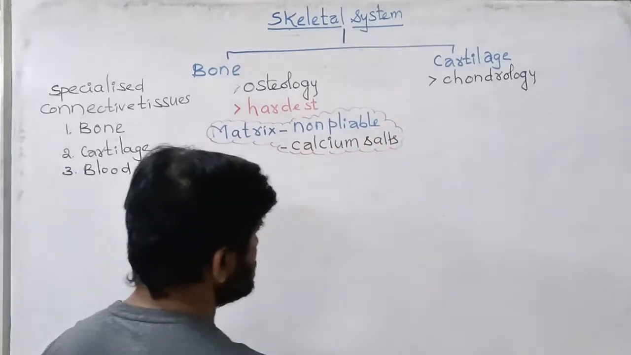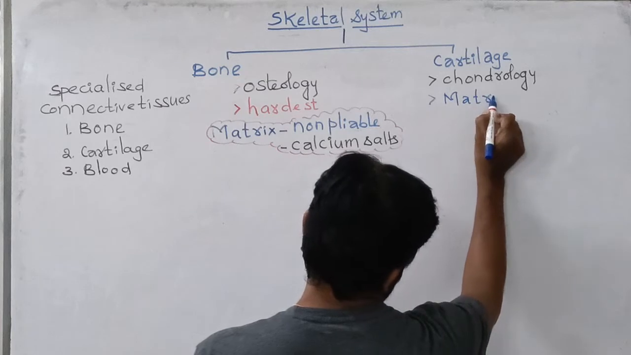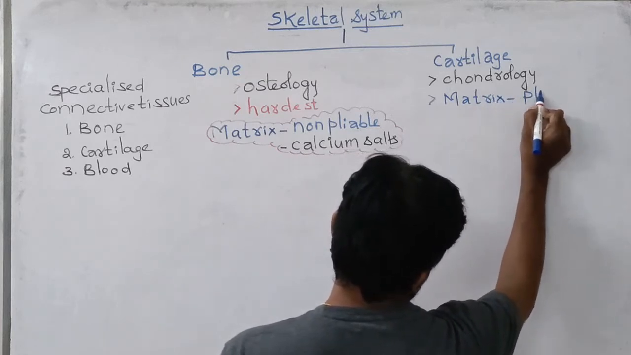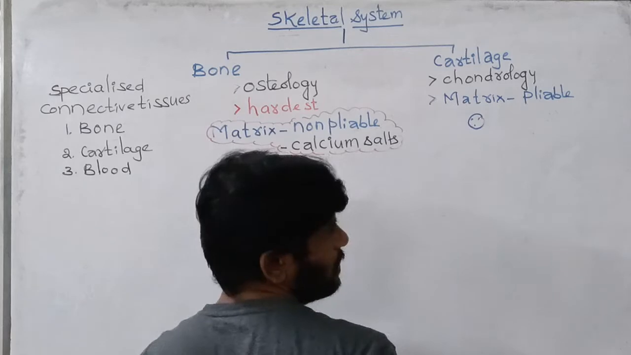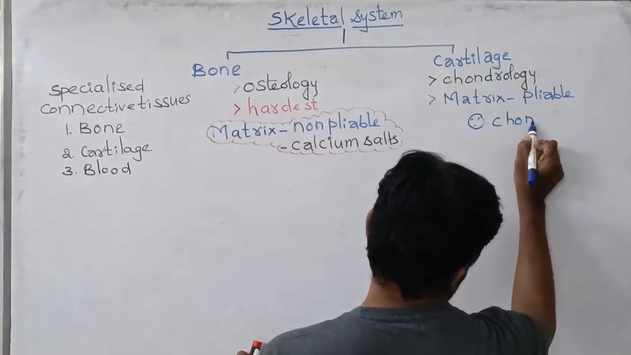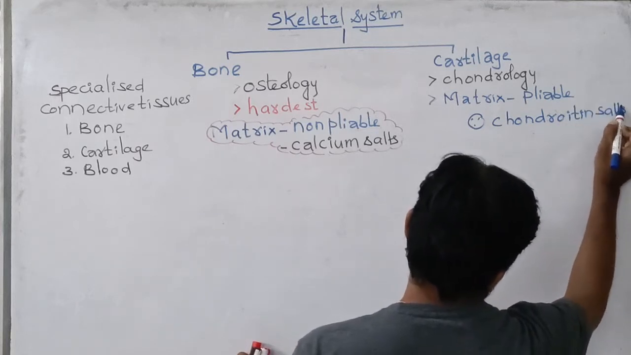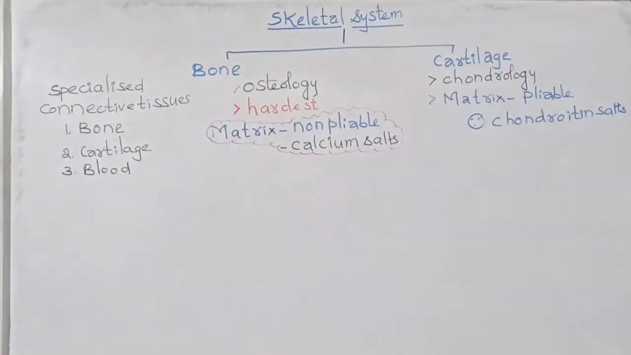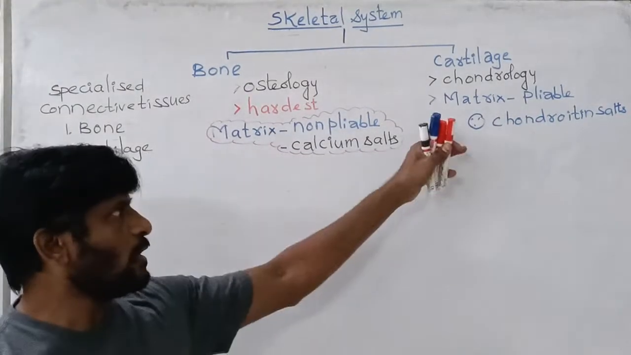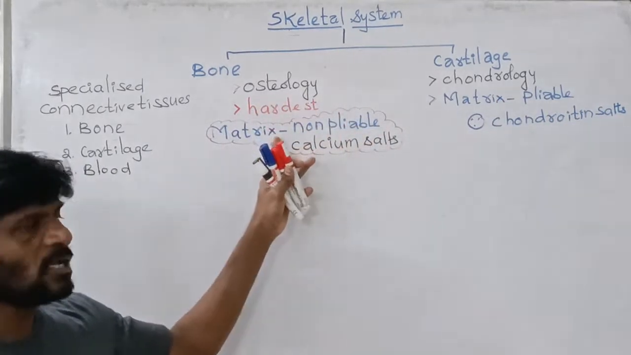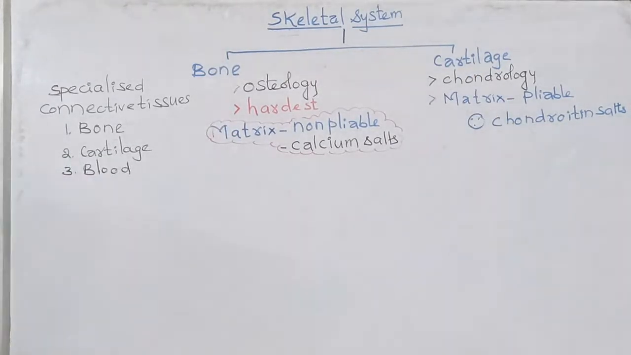But the matrix of the cartilage is pliable, because cartilage contains the chondroitin salts. Because of the chondroitin salts, cartilage matrix is pliable. Bone matrix is non-pliable because of the calcium salts in the bone, and cartilage matrix is pliable because of the chondroitin salts in the cartilage.